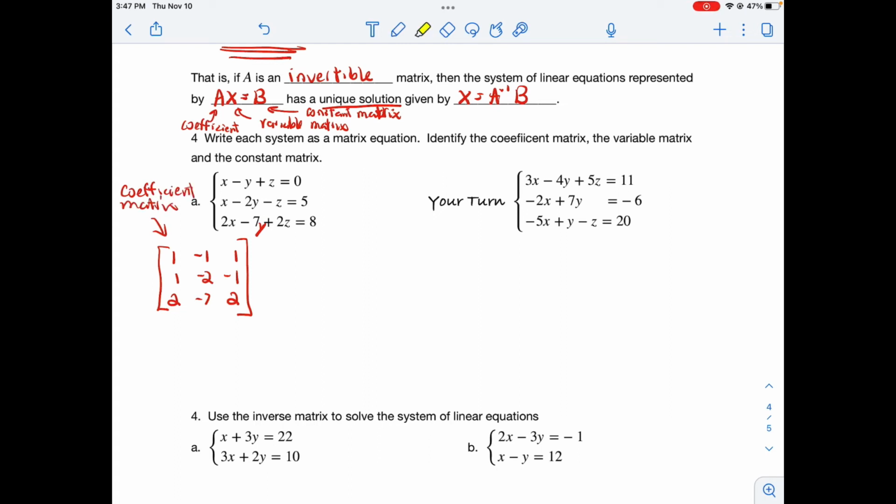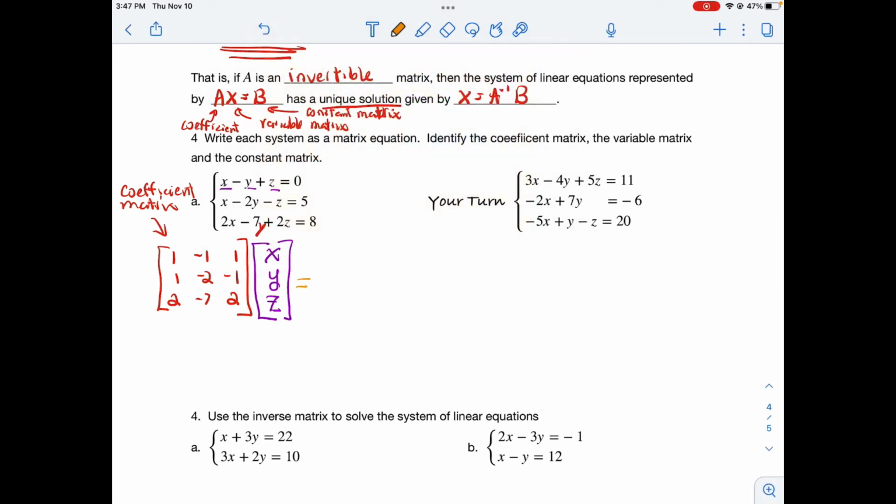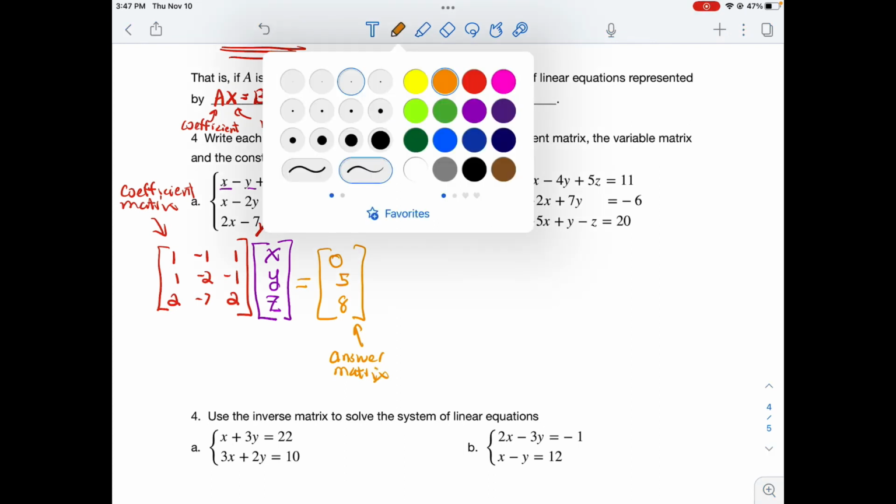Okay, now I'm going to multiply this by a column matrix that is just our variables. So in the order in which we're writing, our x was written first, so it's on the top, then our y, and then our z is our last entry. Okay, and this is going to equal another column matrix, but this is our constant matrix. So that's where we put our answers or our constant terms. This is the matrix equation for this system.